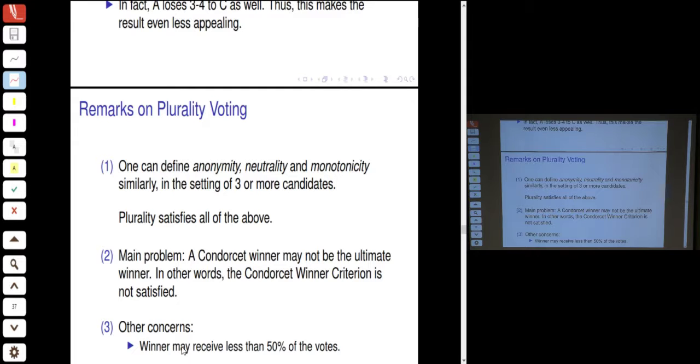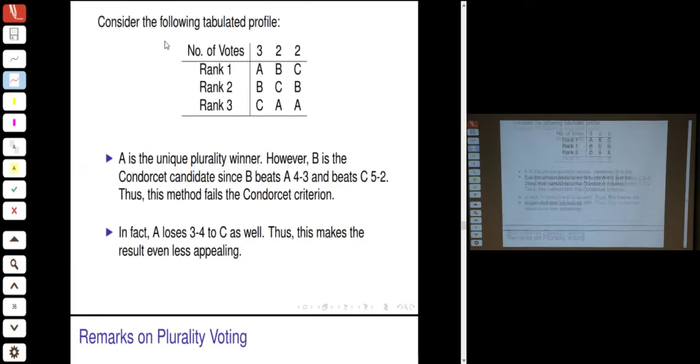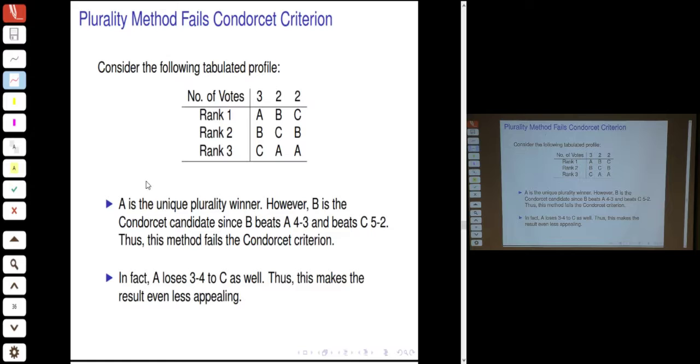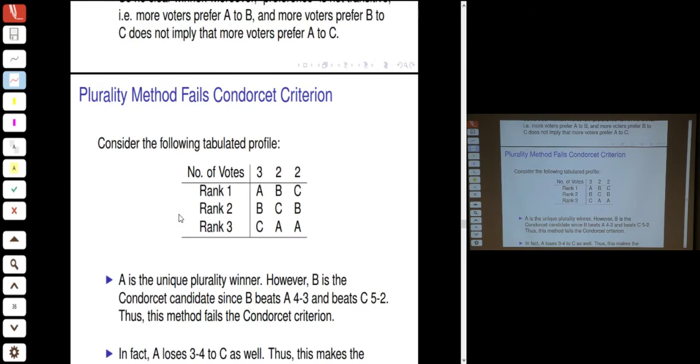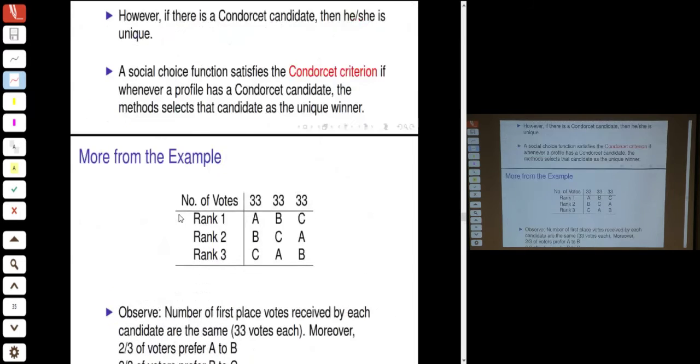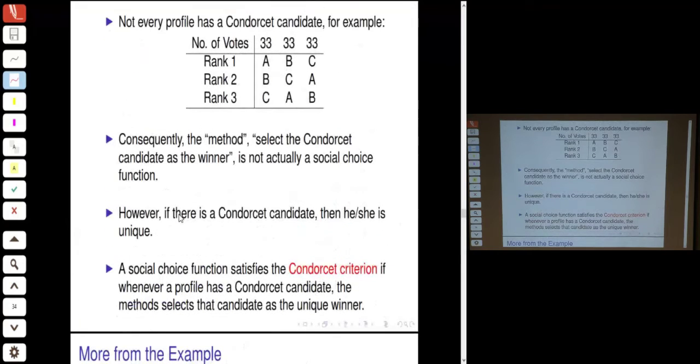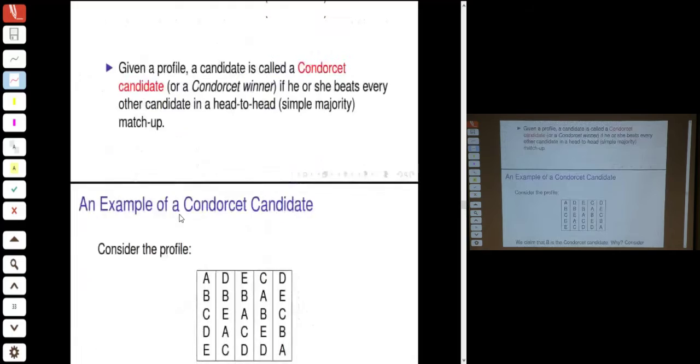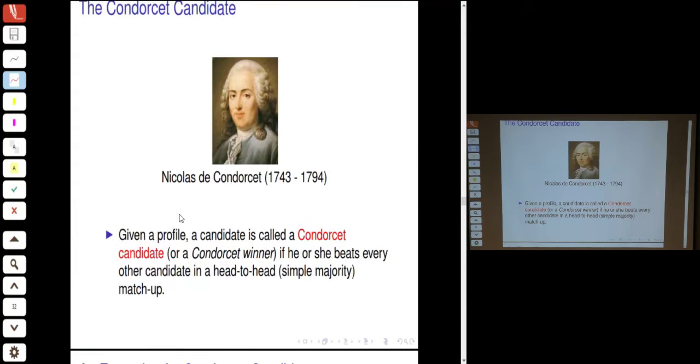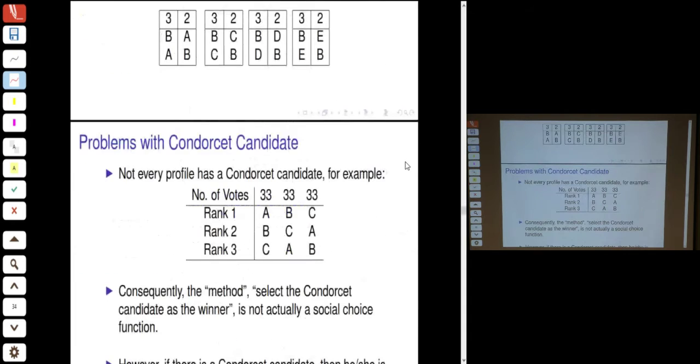So, we were discussing the Condorcet criterion and the plurality method last time when we ended the lecture. A social choice function. So, who is a Condorcet candidate? Let us remind ourselves. A Condorcet candidate or a Condorcet winner is a candidate who beats every other candidate in a head-to-head matchup, by simple majority.